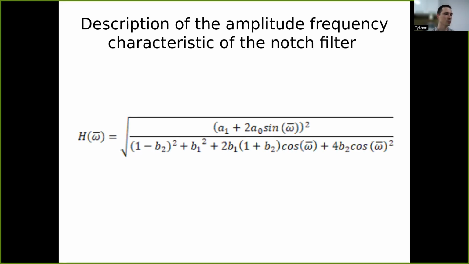Bandpass filters include notch filters, which don't pass the necessary frequency but cut it out. By analogy with the bandpass filter, in this case there will be compression of the AFC. But when connecting in series, the AFC of the notch filter does not narrow but expands in accordance with the transfer function of the filter. The mathematical description of the AFC of the notch filter looks as shown on the slide.